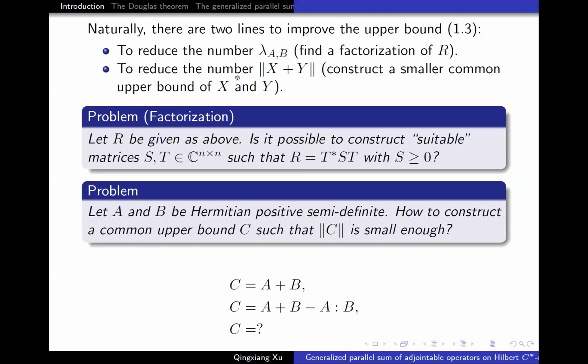And to deal with the second problem, we should find some suitable common bound. One choice is A plus B. Of course, it's much bigger than A and B, so it's not a good choice. Another choice is C equals A plus B minus the maximum of A or B, which is smaller than the first one. What else? Can we find another one which is even smaller than the second one? I think it is a good question. Also, it's a good topic.